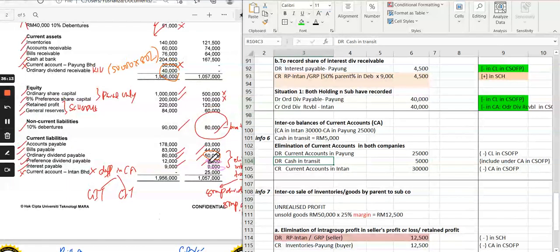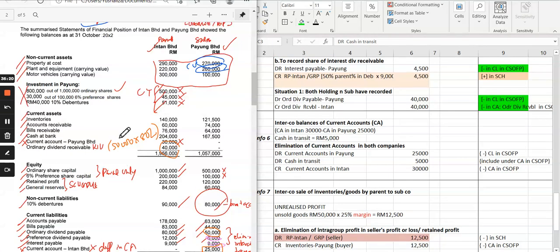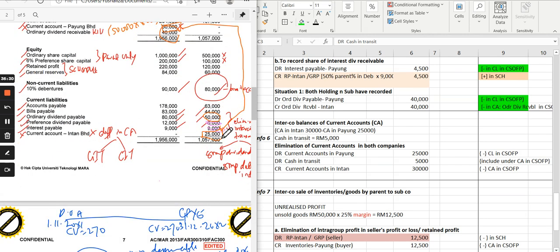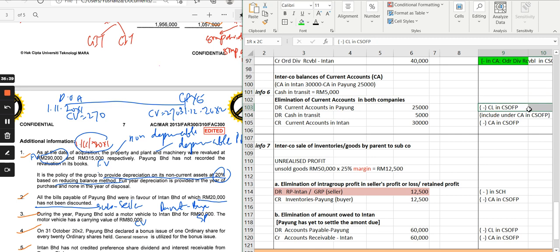So the current account balances, if you have here, for the current account here, it is 25. You will have to compare with the current account in the asset section. You can see that this comparison gives you a difference of 5,000, and that 5,000 has to be eliminated. So you will go and adjust that in the statement of financial position.